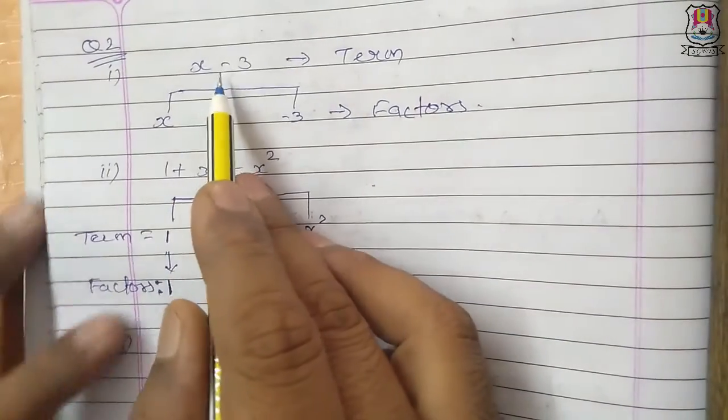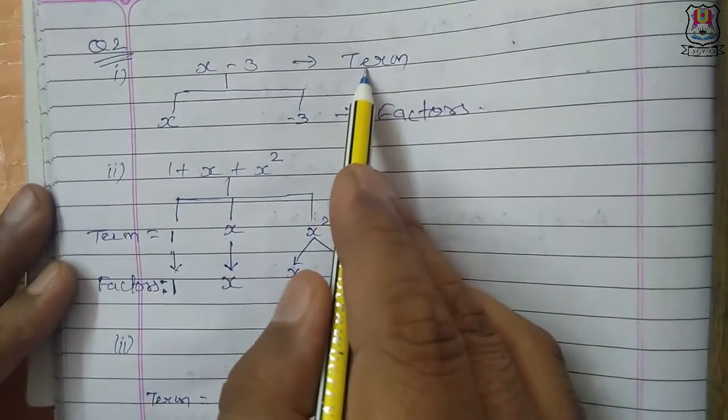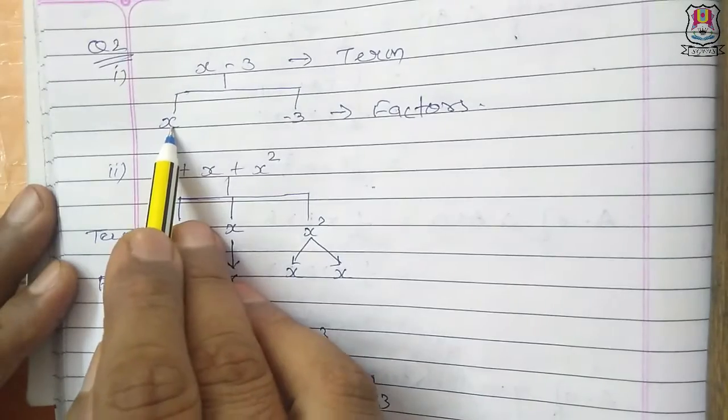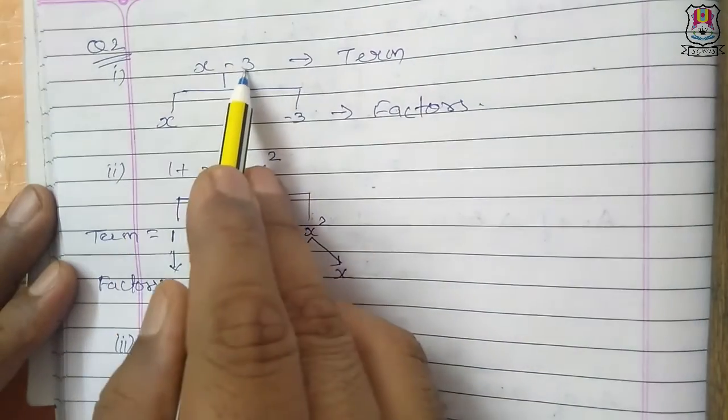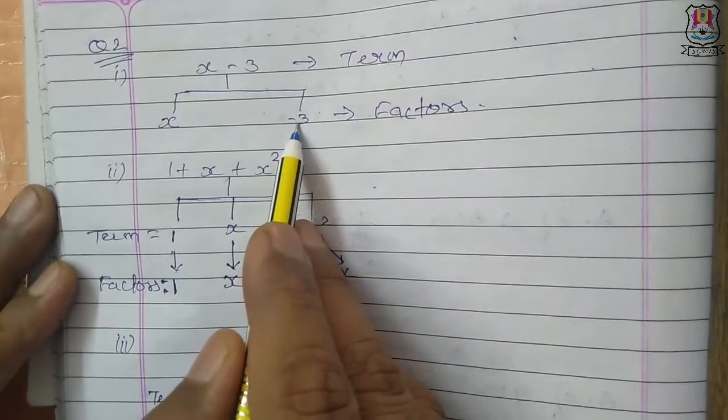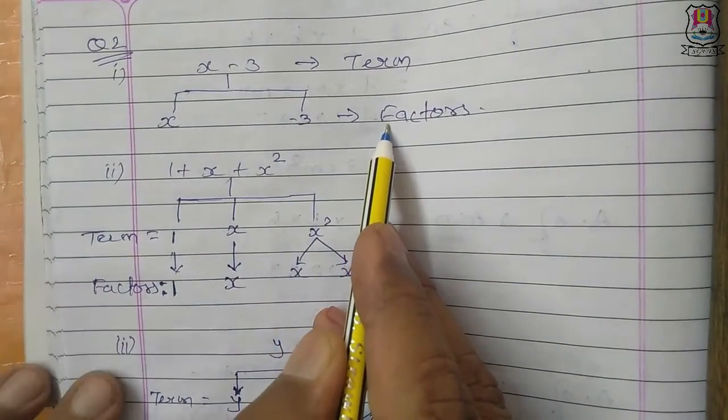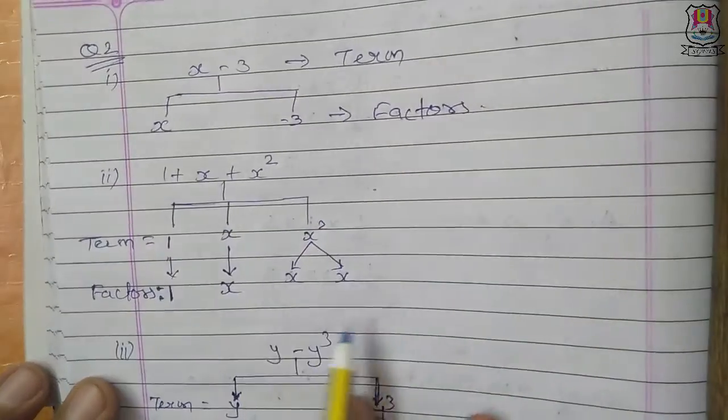So the first expression is given to us as x minus 3. This is the expression. Now these are the terms and factors. So x is the first term and minus 3 is the second term. So these are the 2 terms.